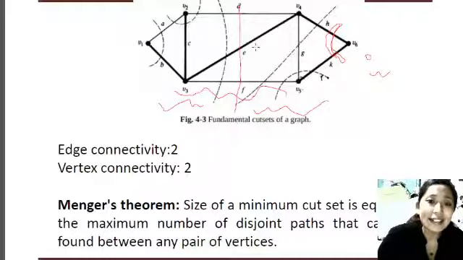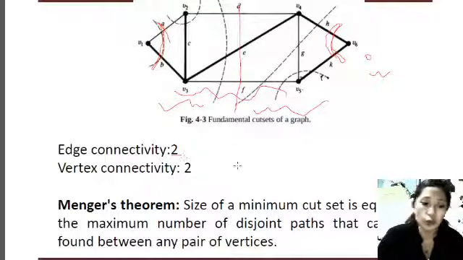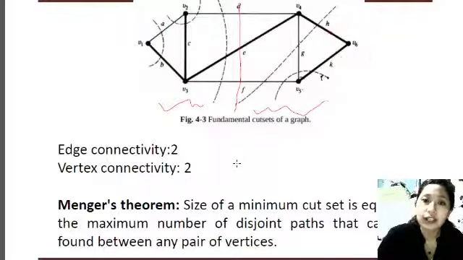Now can you find any edge, removal of which will make the graph disconnected, or a single edge removal of which is going to make this graph disconnected? No, right? So here also removing two edges can make your graph disconnected. So what is the edge connectivity of this graph? The edge connectivity of this graph is 2, because a minimum of two edges you must remove from this graph to make it disconnected.